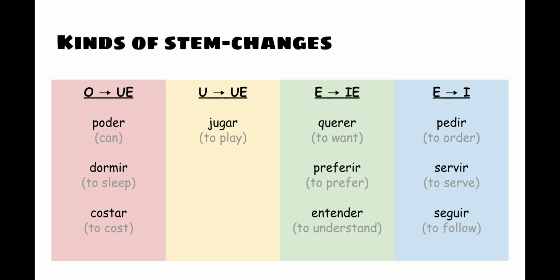You might notice that there's two different options if you have an E as the last vowel. That is something you're going to have to memorize based on the word. So querer changes to IE, but pedir changes to just I. So you're going to have to memorize how the stem change works with each word that you learn. You also probably notice that there's no A's or I's here. There are not really any stem-changing verbs that change an A or change an I.